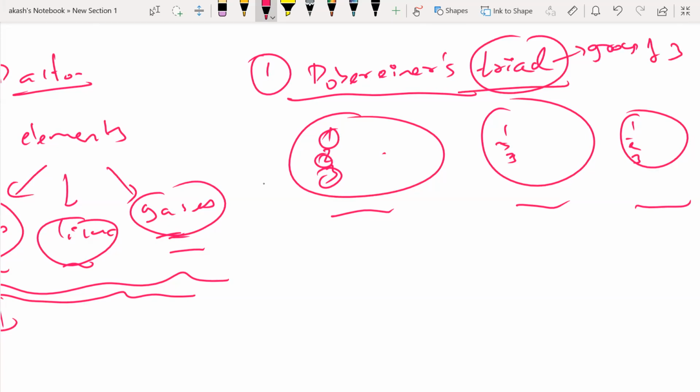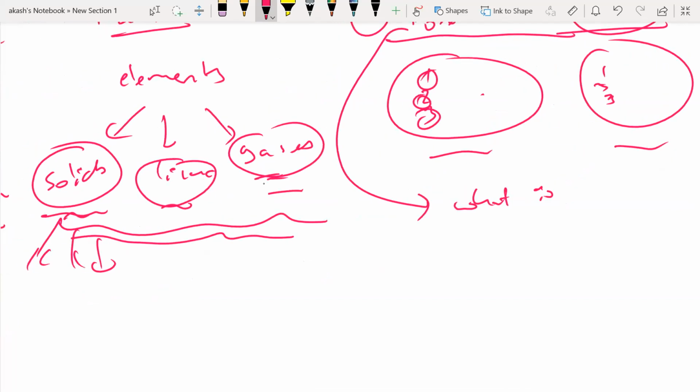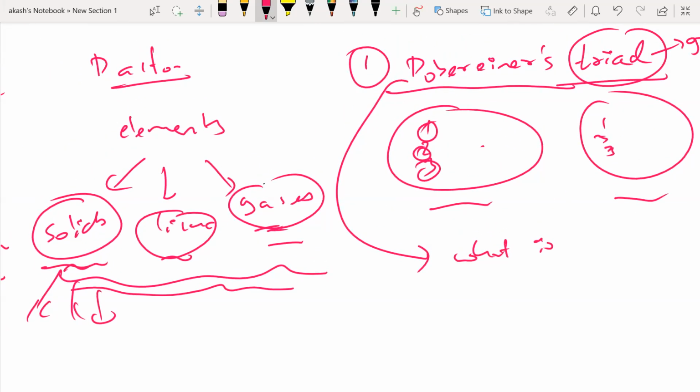The number of elements known was very less. Only some 15-20 elements were known at that time, and he grouped all the available elements under groups of 3 each. Now, on what basis did he do this? What is the basis for classification? If I ask you in the case of Dalton, the basis was the state of the element: whether they are in liquid state, solid state, or gaseous phase. That was the fundamental thing used in that classification.